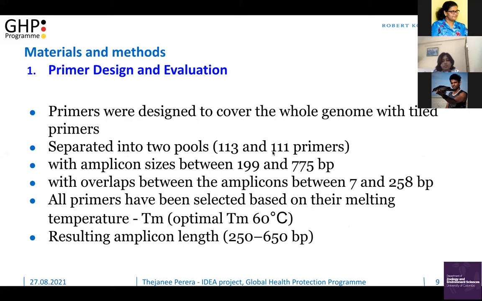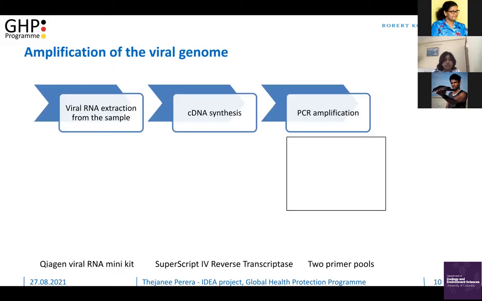And the primers were separated into two pools, 113 and 111 primers. So they have different amplicon lengths, 119 and 775 base pairs. The primers have an optimal melting temperature of around 60 degrees, minimum 59 and maximum 61. And the resulting amplicon length was 250 to 650 base pairs.